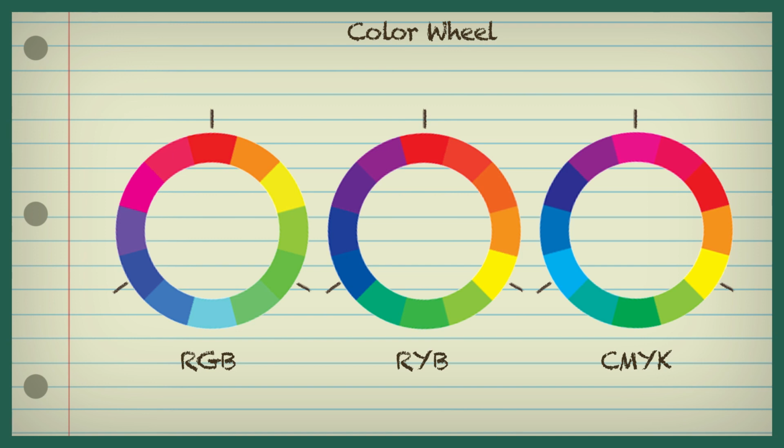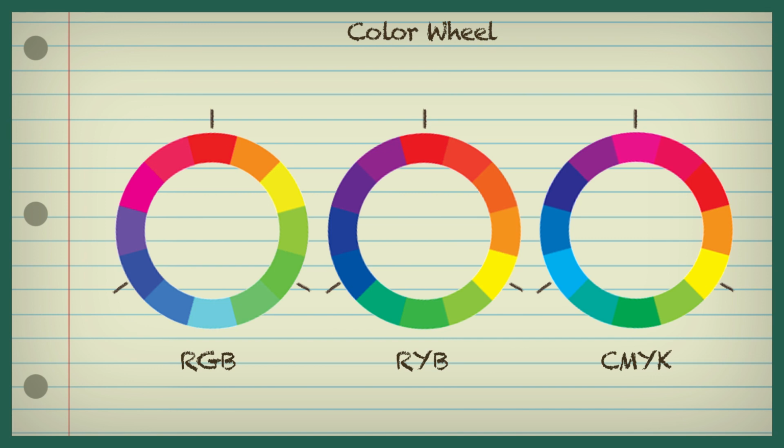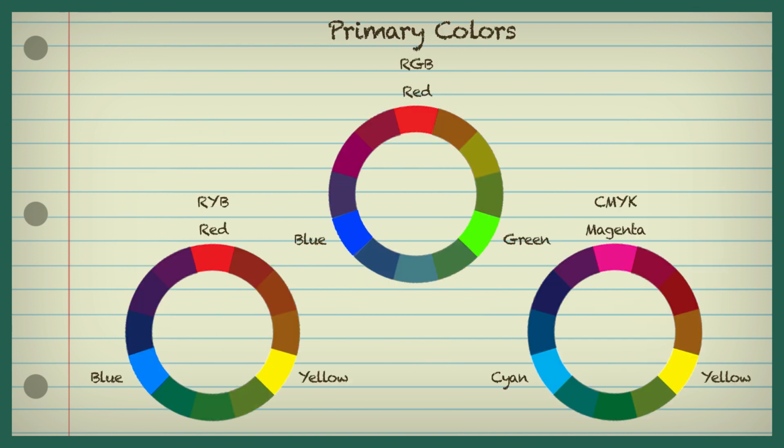All you need to know is that when working traditionally, you're using RYB, when working digitally, you're using RGB, and when working with printing in mind, you're using CMYK. RYB stands for red, yellow, blue, RGB stands for red, green, and blue, and CMYK stands for cyan, magenta, yellow, and key, which means black, basically. So these colors that they represent are what are known as the primary colors. All colors within these color wheels can be made by combining the primary colors with another color.